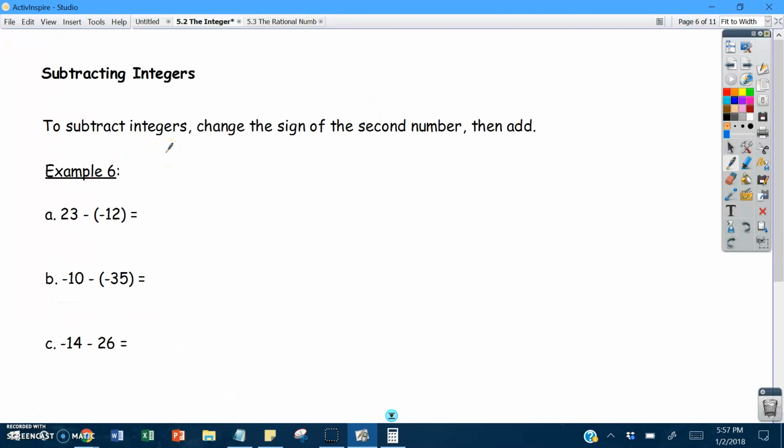We'll also have to encounter subtracting integers. And so the kind of rule of thumb here that you might find helpful is when we subtract integers, we're going to change the sign of the second number, and then we're just going to add the two numbers.